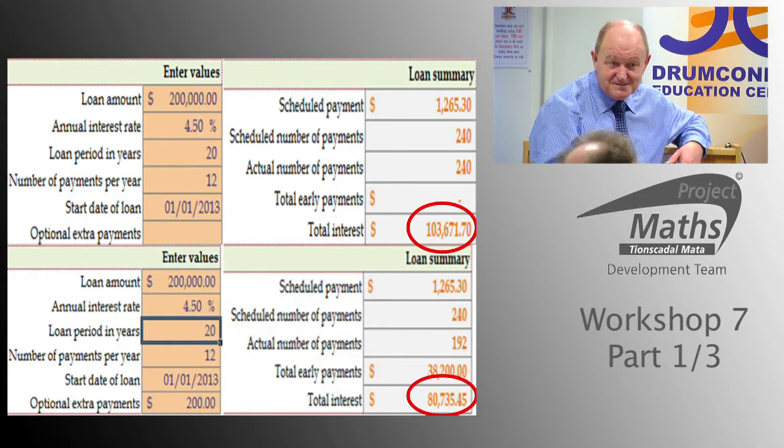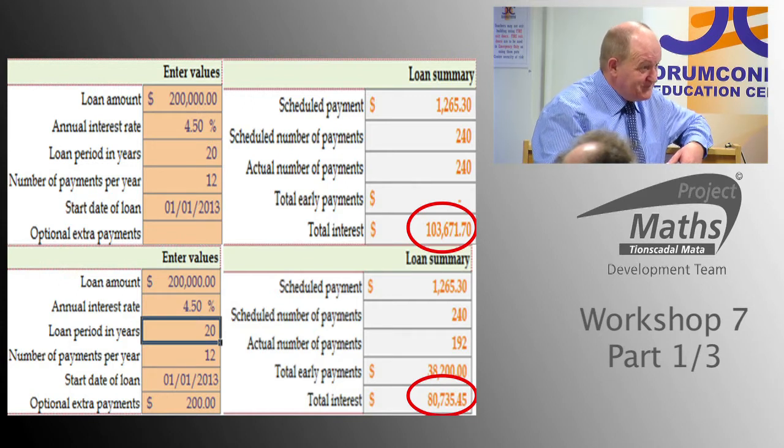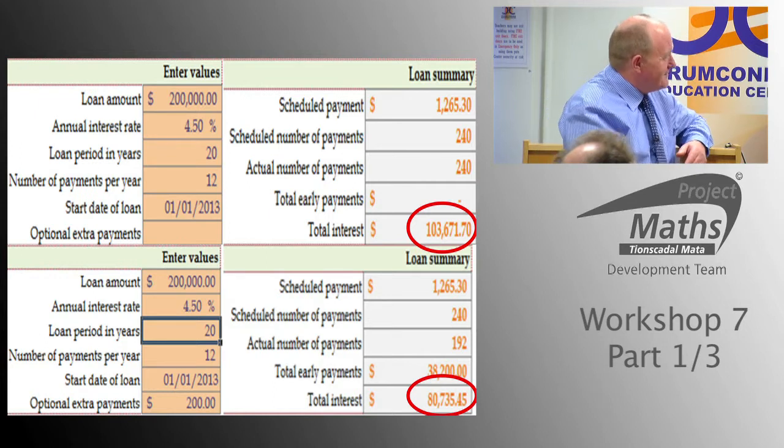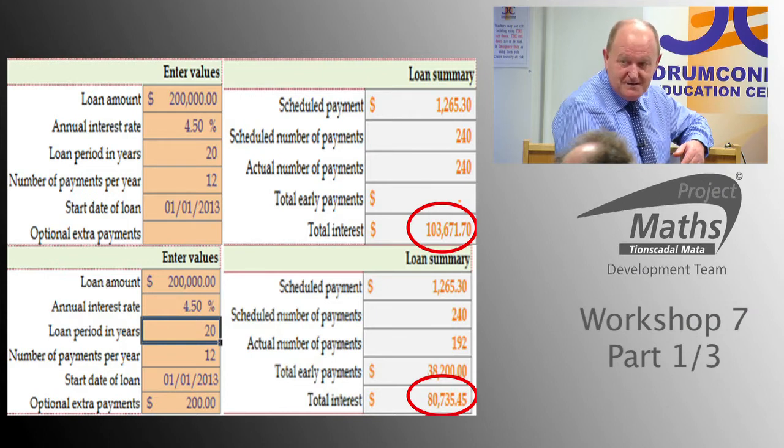For most mortgages at this stage, I think it's 4.5 around that anyway, unless you're lucky enough to have a tracker mortgage, which thank God I have. Right, okay, but there we go. There's your total interest paid. Bottom line again, look at the interest paid. Here is the loan amount. Here is the same thing again, 4.5, 20 years, 12 payments a year. There's the interest taken out, but you're paying an extra €200 a month.